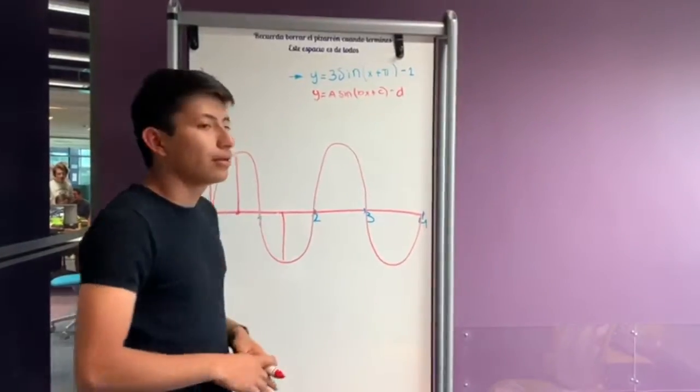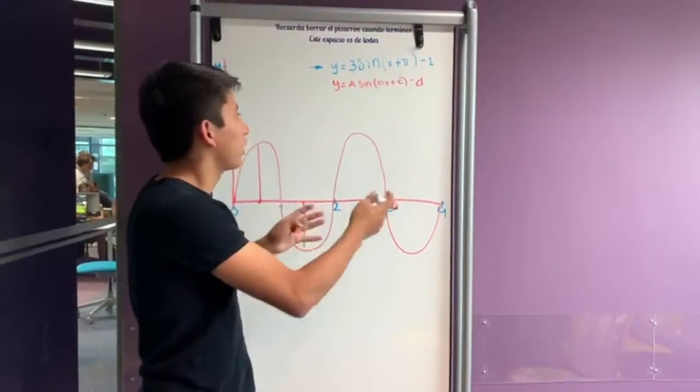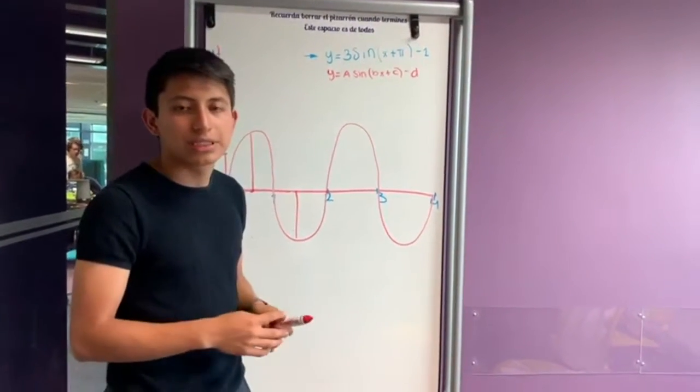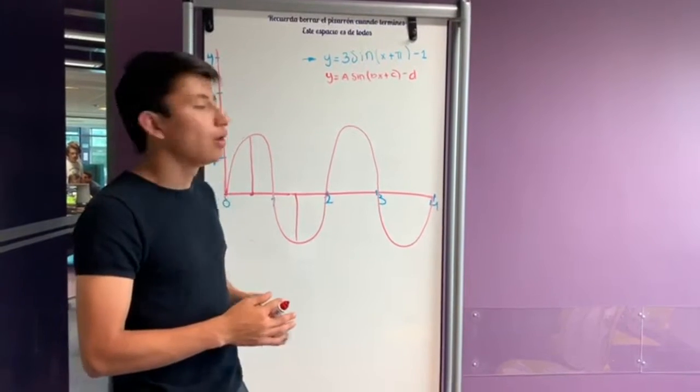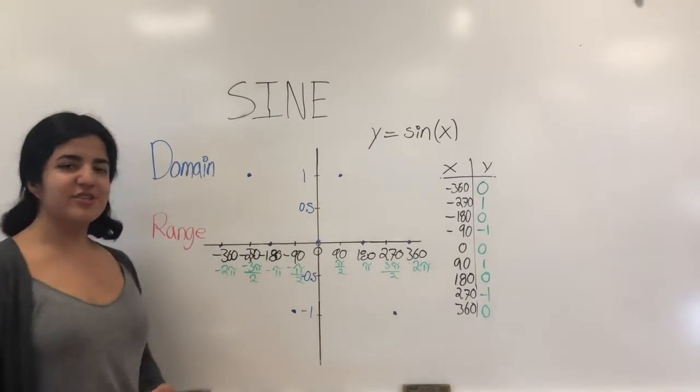The letter C represents a movement in a horizontal plane, from left to right, and the letter D represents a movement in a vertical plane, up and down. And now we will continue with the sine function.